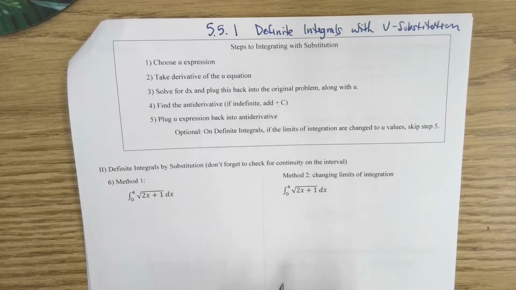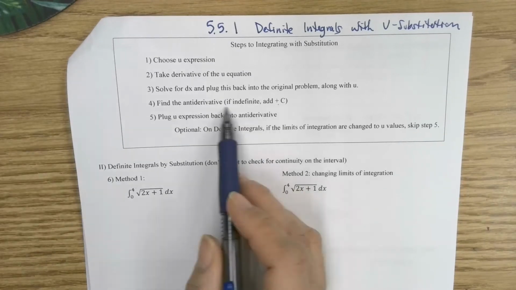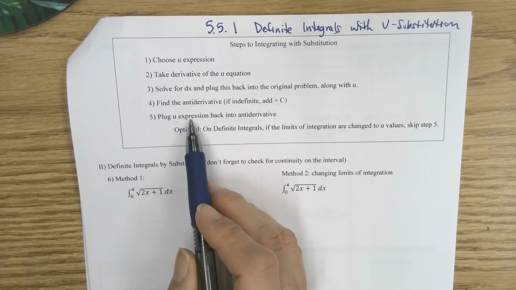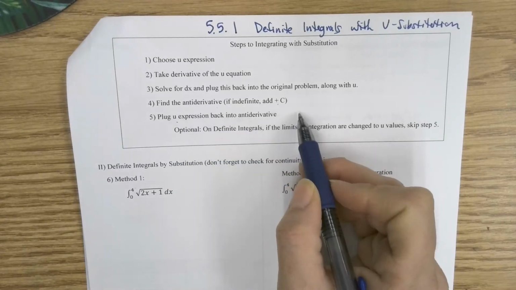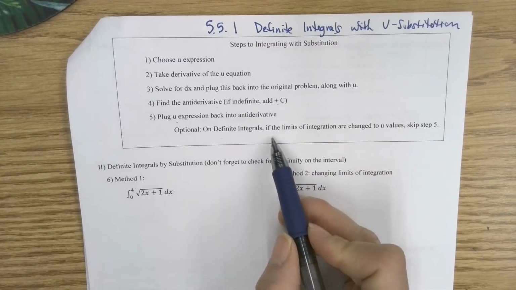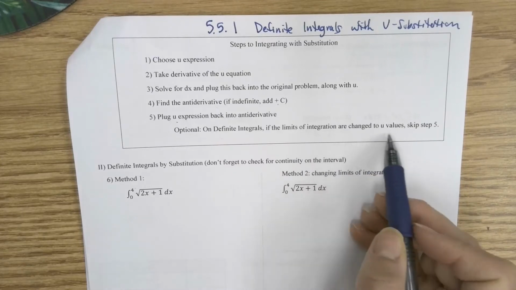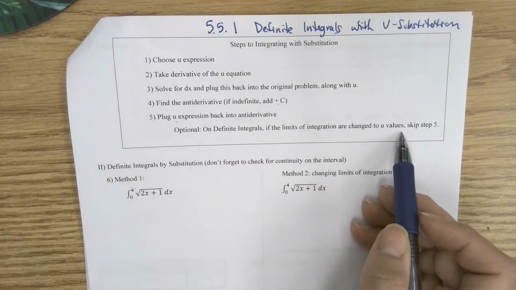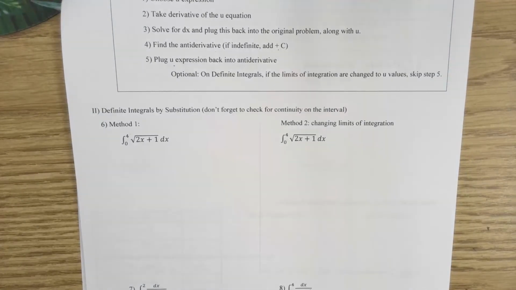But I'm going to show two different methods that you can use. One method has you plugging u back in and applying your fundamental theorem of calculus. The other method actually has you change your limits of integration so that everything is in terms of u, and then you can skip that step of substituting u back in. All right, so take a look at example number 6.